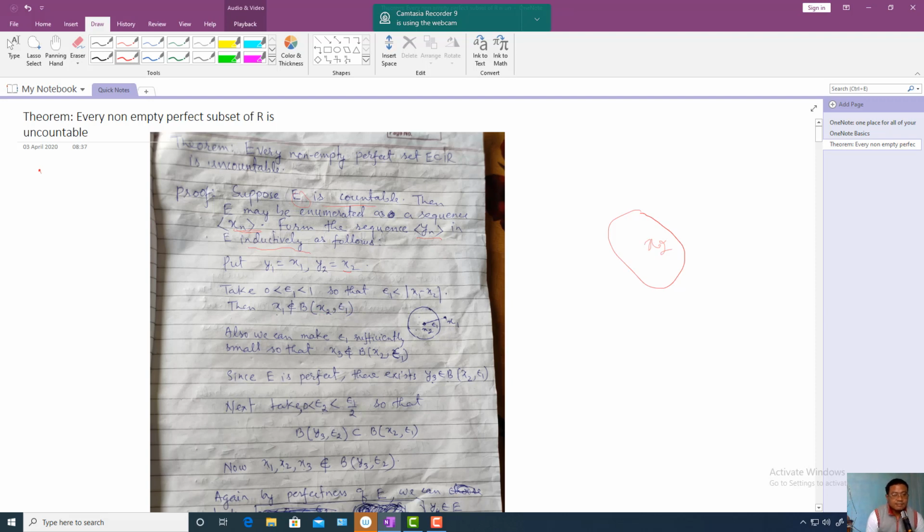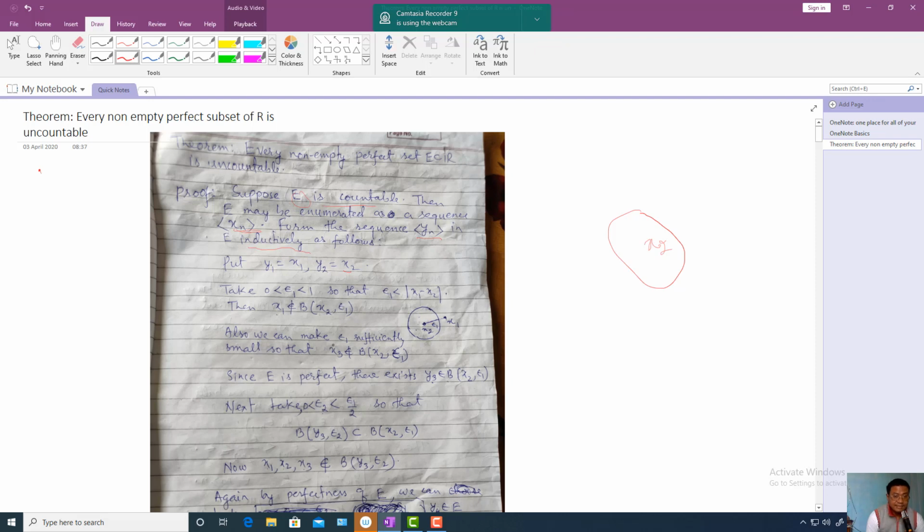So this is our first construction. x1 is not a member of this open ball. By our construction, x1 is equal to y1. That means y1 is not a member of this open ball. And x2 is y2. So this is an open ball.